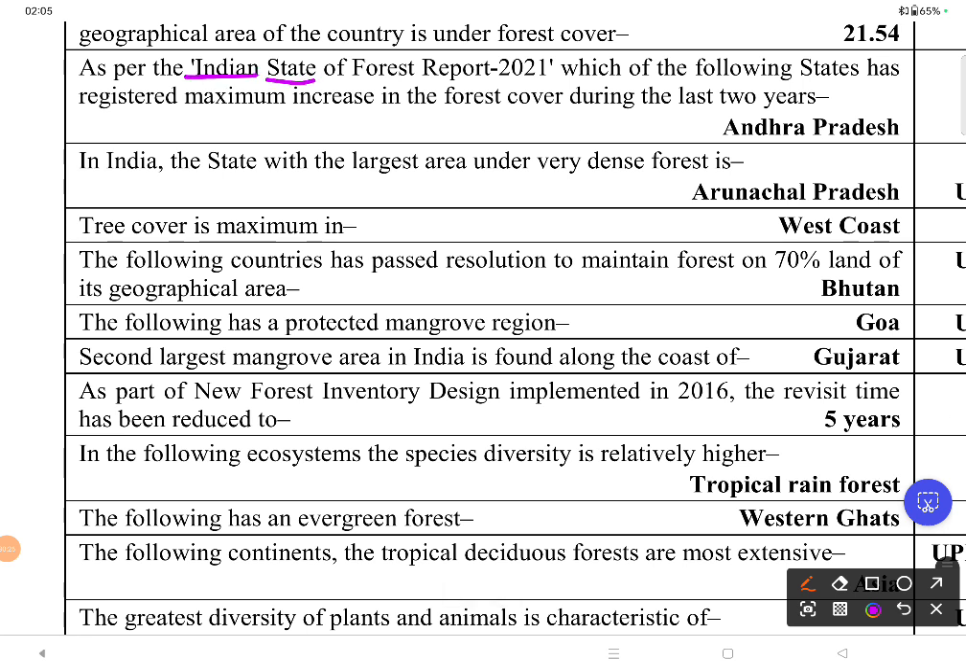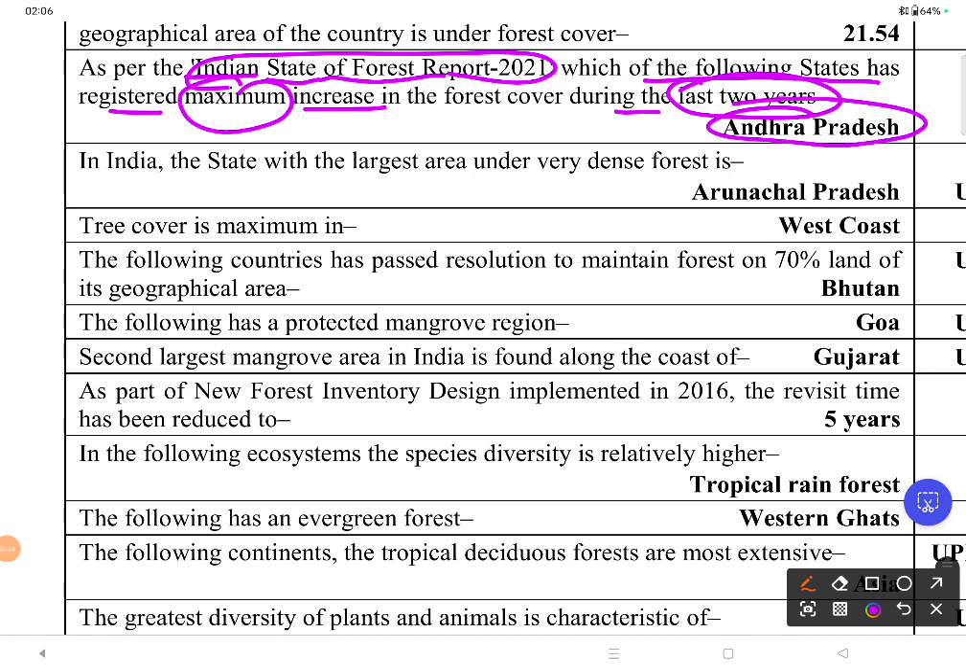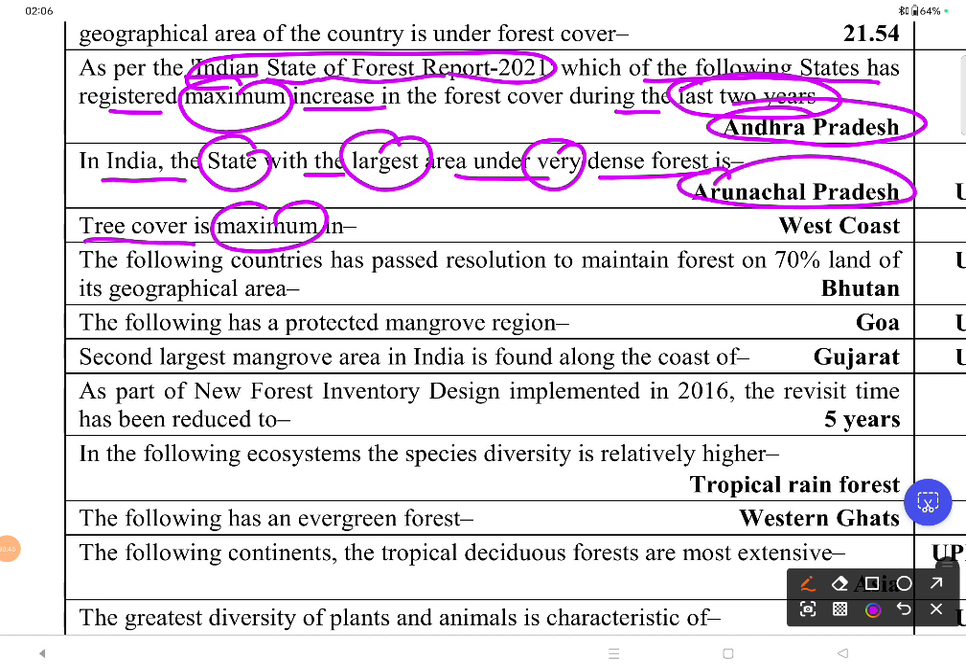As per the Indian State of Forest Report 2021, which of the following states has registered maximum increase in the forest cover during the last 2 years? Andhra Pradesh. In India, the state with the largest area under very dense forest is Arunachal Pradesh. Tree cover is maximum in West Coast. The following country has passed a resolution to maintain forest on 70% land of its geographical area, that is Bhutan.